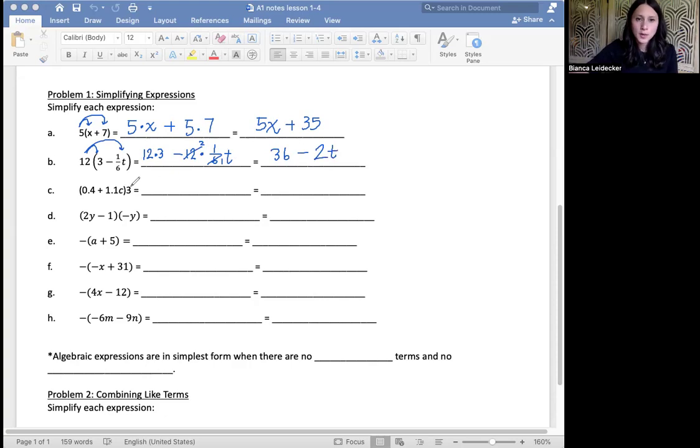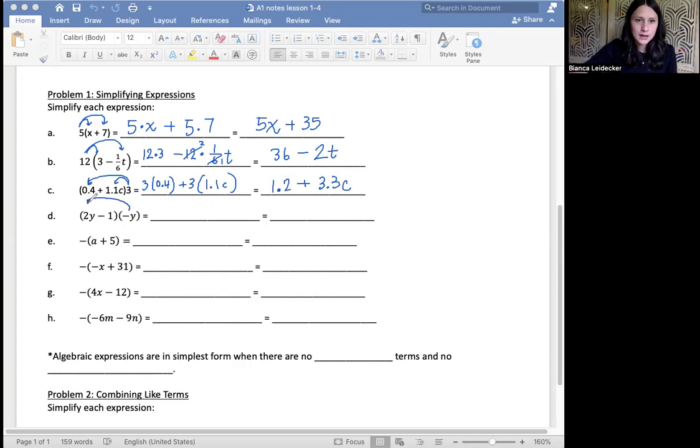Over here, though my number is behind my parentheses, I can distribute it in because it's outside the parentheses and it's being multiplied. So I'm going to distribute it in: 3 times 0.4 plus 3 times 1.1c. 3 times 0.4 is 1.2. 3 times 1.1 is 3.3, so 3.3c.